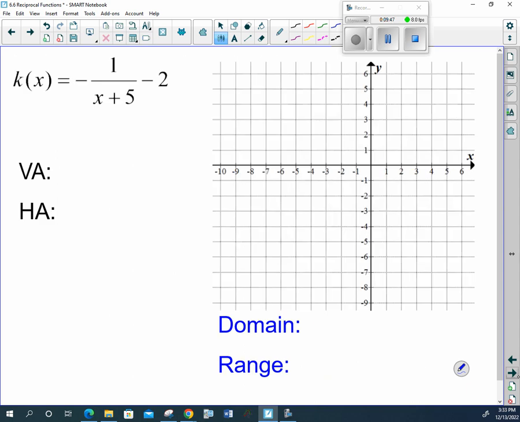Okay, once again, I noticed this negative sign out in front, so we have a negative that we're going to have to keep track of. So that means I'm going to be talking about the second and the fourth quadrants for my branches.